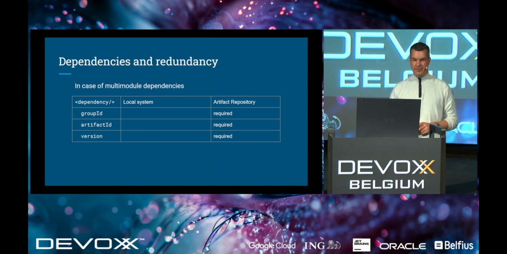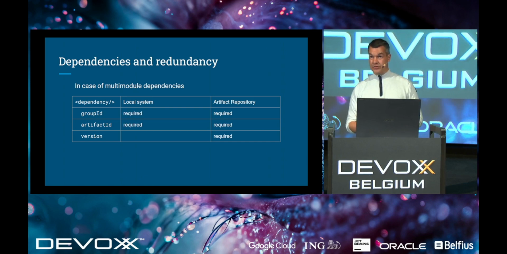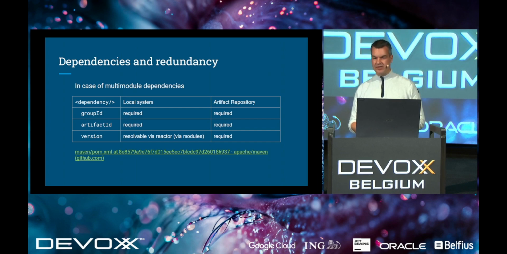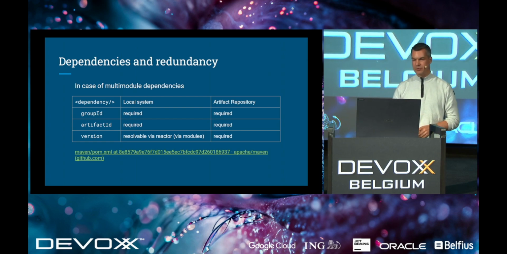Dependencies. Again, once it is in the artifact repository, of course you have to specify the group ID, artifact ID, and version. On your local system, if they are part of the multi-module project, you need to know which dependencies you use. But you could probably resolve the version based on your whole reactor, as Maarten already explained in the beginning, because you have this graph. You have all the information. You know, okay, in this graph, I know that this group ID and artifact ID has this version. So why do I have to copy that if I build the whole multi-module project?